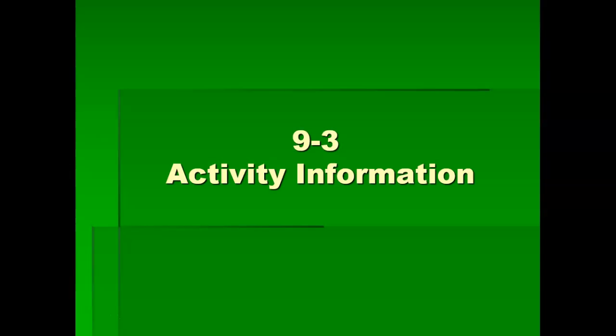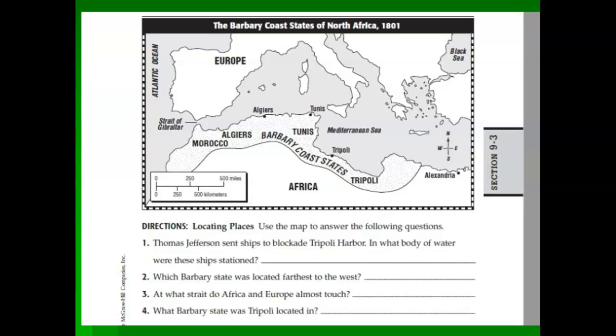So the first thing we're going to do is the 9.3 enrichment activity. It's this one dealing with the Barbary Coast. That's this area in northern Africa. It stretches along the Mediterranean Sea here. It talks about the Barbary Coast states, and these questions will be answered here.